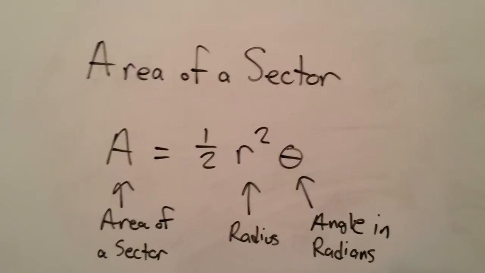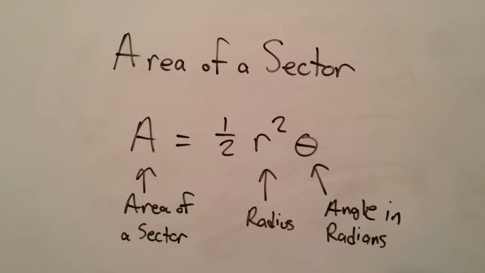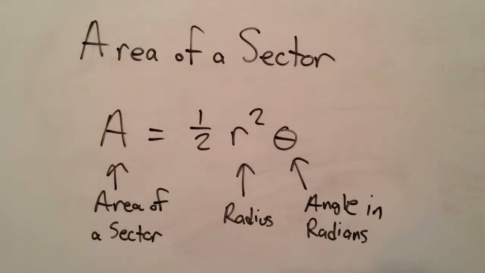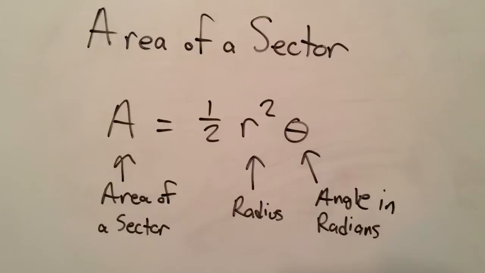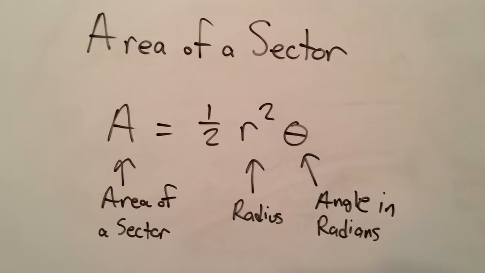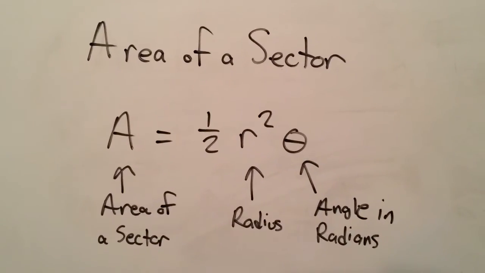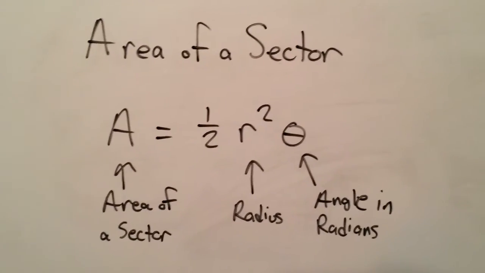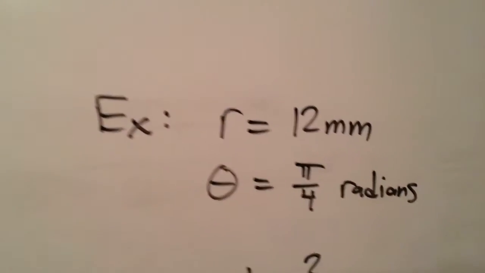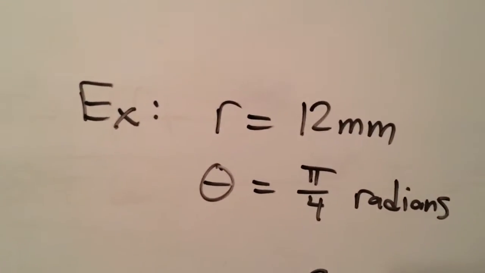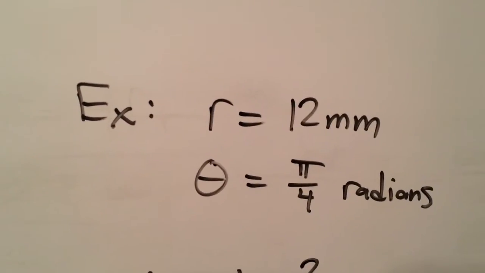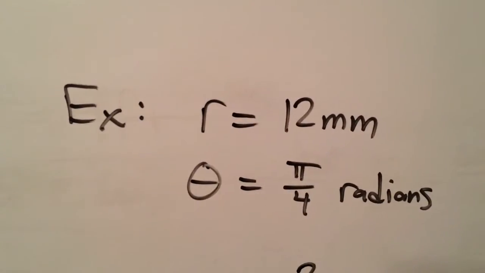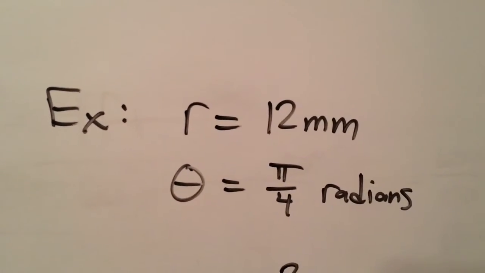The area of a sector is given by the formula A equals 1/2 times R squared times theta, where A represents the area of the sector, R represents the radius, and theta is the angle in radians again. For example, if we had the problem radius equals 12 millimeters and theta was pi over 4 radians, notice my angle is in radians already, so I do not need to convert to radians.